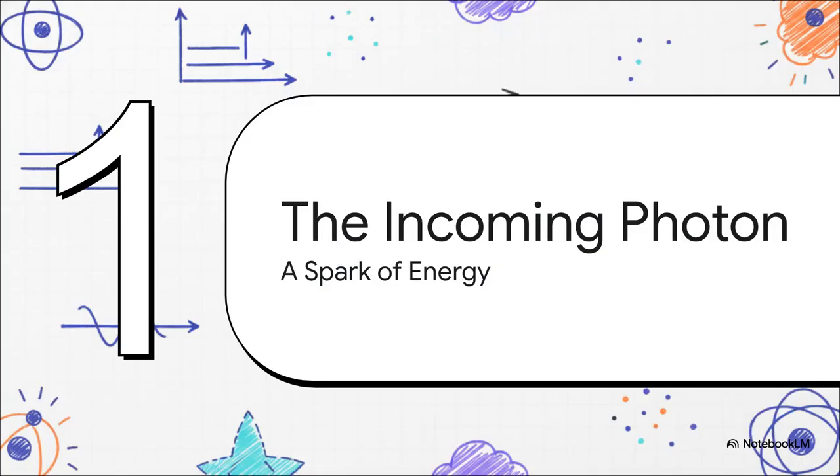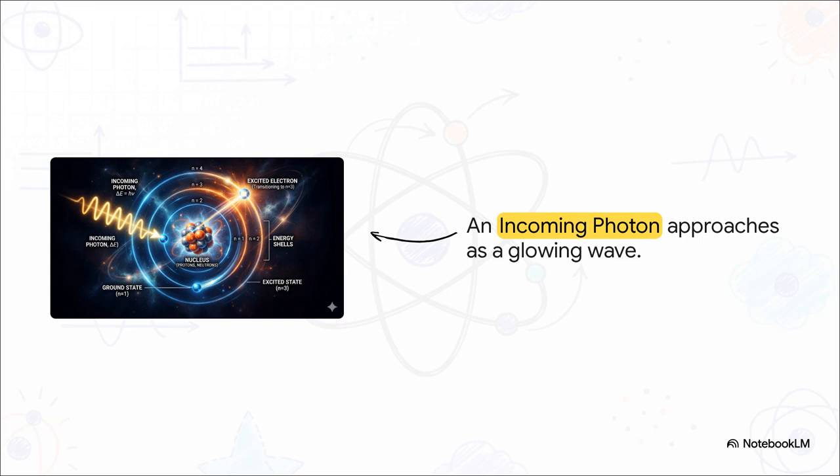Which brings us to our next section, the incoming photon. And here is our inciting incident. Entering from the left as this bright glowing wave, we have an incoming photon. This is basically a pure packet of energy, a tiny little messenger of light. And it's zooming directly toward our quiet electron on that n equals 1 shell. The stage is totally set for a collision.